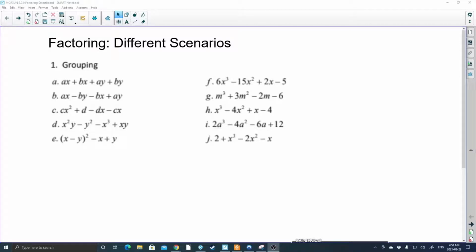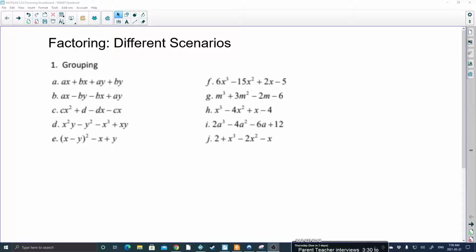Hello everyone. In this lesson we're going to take a look at factoring, and we're going to look at factoring with different scenarios that you might be used to seeing. And I'm actually going to start with one that might be new. This is called factoring by grouping, and the first thing I want you to notice is that these are four-term polynomials. And usually when we've factored in the past, we've either had a binomial or a trinomial. So this right away looks different from what we've seen before.